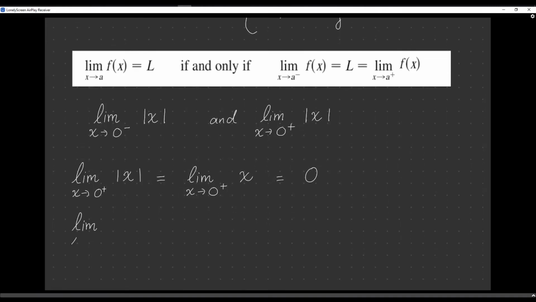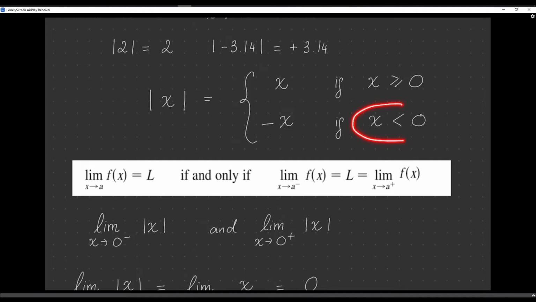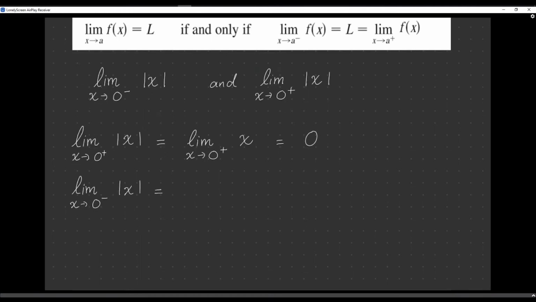For the limit as x approaching 0 from the left hand side of the absolute value function of x, we see that because x is approaching 0 from the left hand side, the value of x is negative. And because the value of x is negative, the absolute value function of x returns negative of x. Thus, this limit is the limit as x goes to 0 from the left hand side of negative x. And using limit laws, we can pull the multiple of negative 1 outside of this limit. So we will have negative limit as x goes to 0 from the left hand side of x. And this is equal to negative 0, or 0.